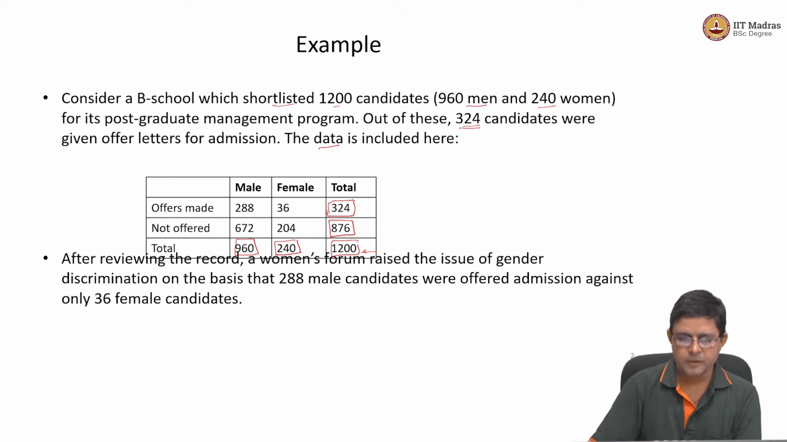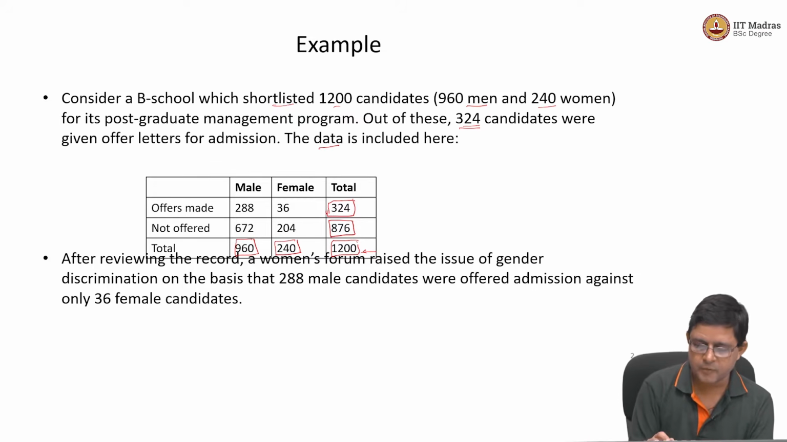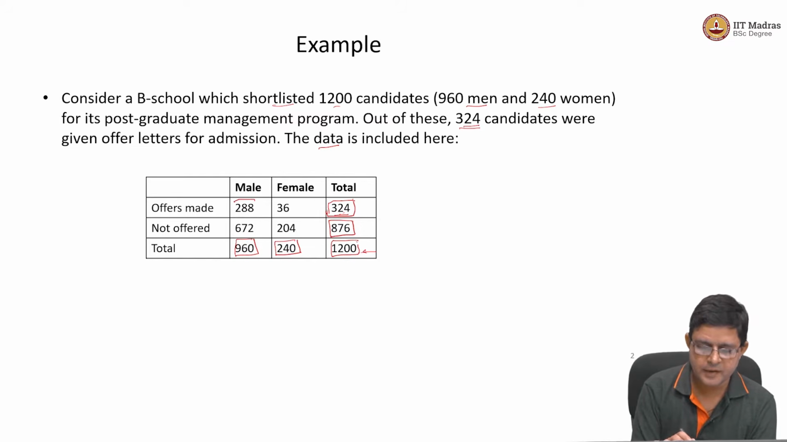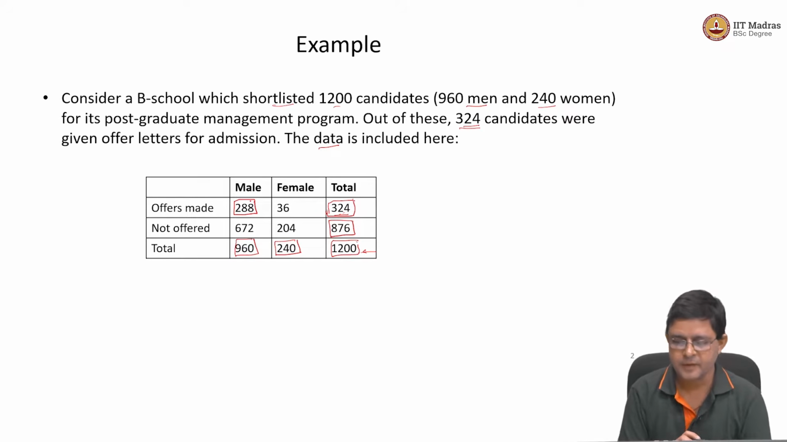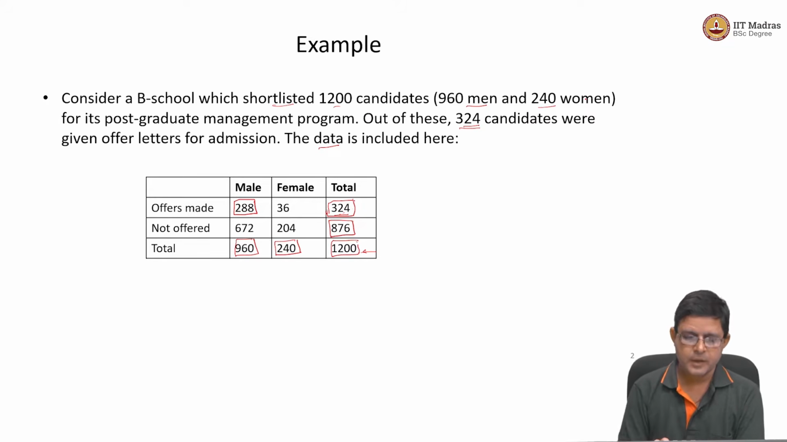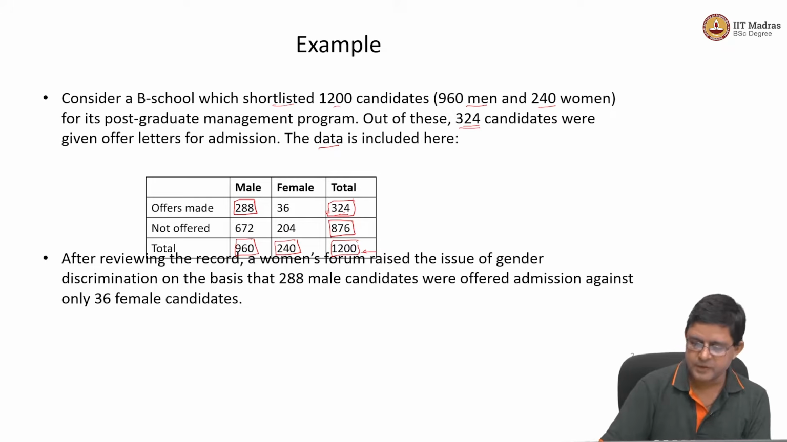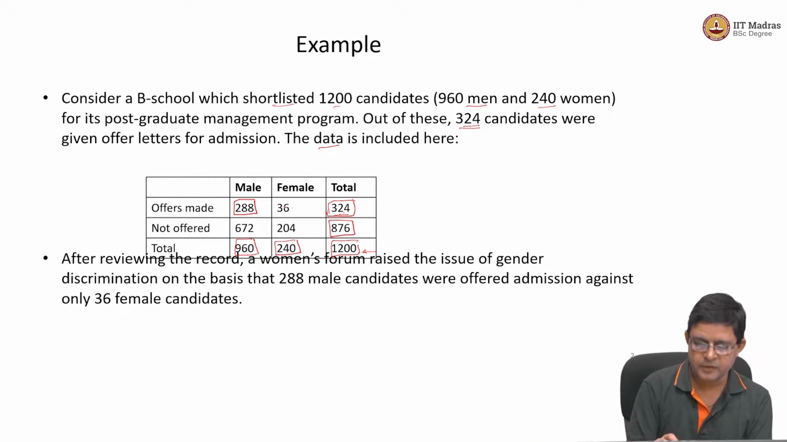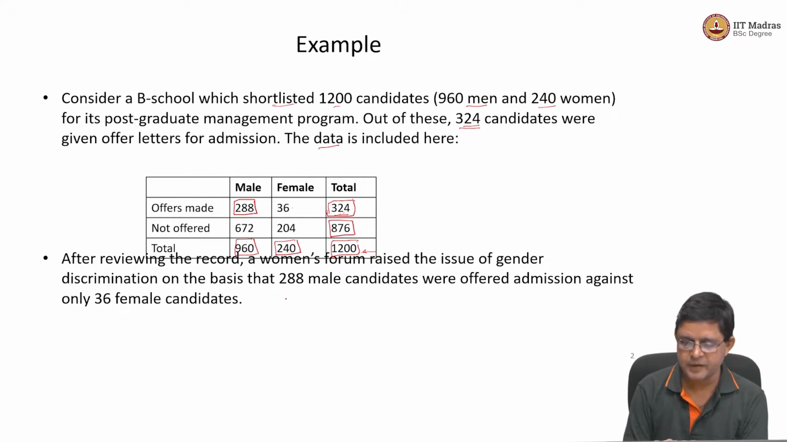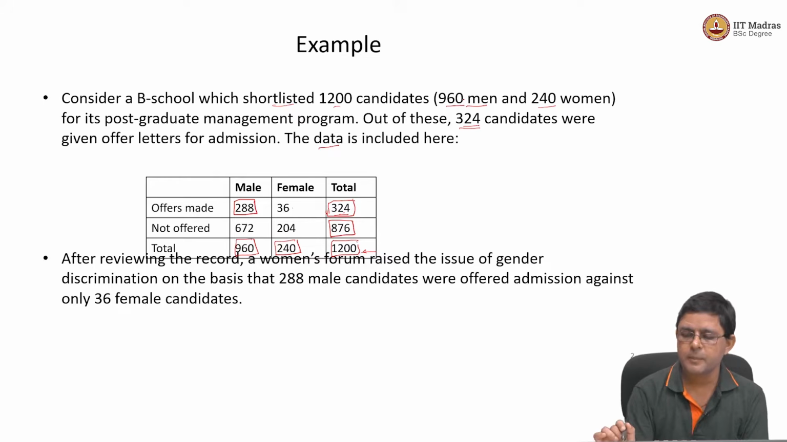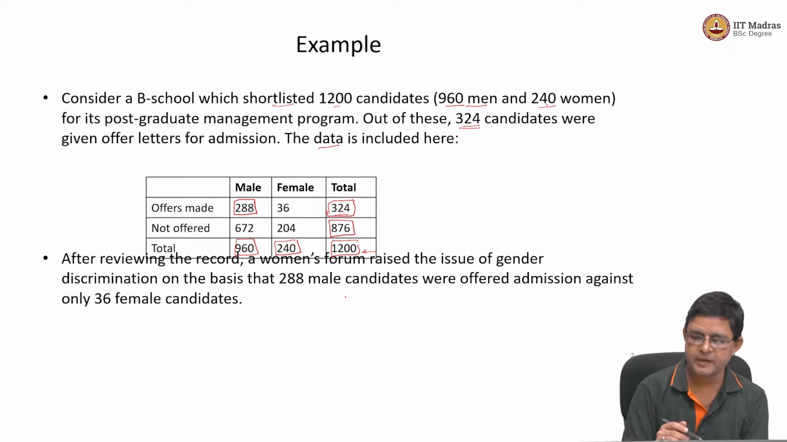Okay. So, what happened was that out of these 324 candidates, only 36 were female candidates and 288 were male candidates, right. Looking at the data, the Women's Forum for example said that this is a case of gender discrimination. Only 36 female candidates were offered admissions and 288 male candidates were offered admissions. The B school responded saying that this happened purely because there were more male candidates interviewed than female candidates. So, obviously, the number of selected candidates will have more male candidates than female candidates.